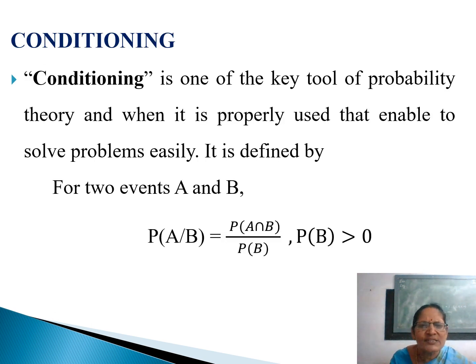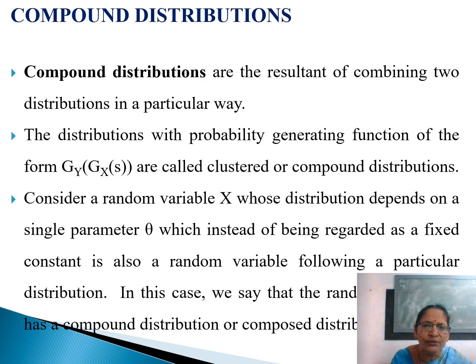Conditioning. Conditioning is one of the key tools of probability theory, and when it is properly used, it enables us to solve problems easily. It is defined by, for any two events A and B, probability of A given B is equal to P of A intersection B divided by P of B, where P of B should be greater than 0. Similarly, P of B given A is defined as P of A intersection B divided by P of A, where P of A is greater than 0.